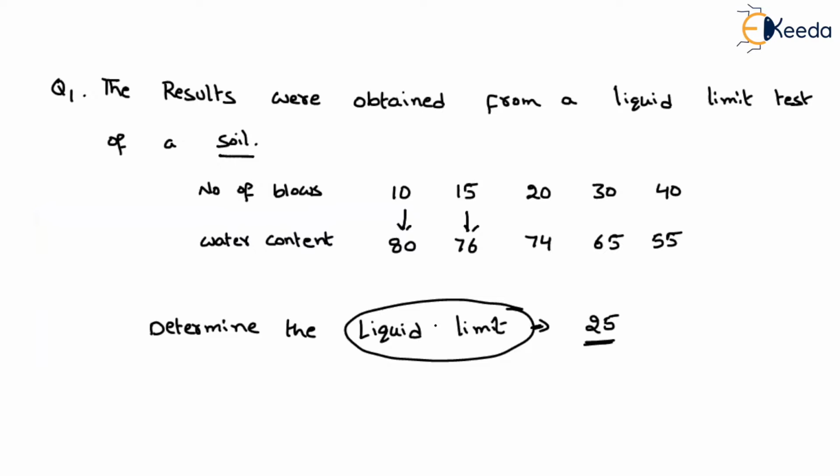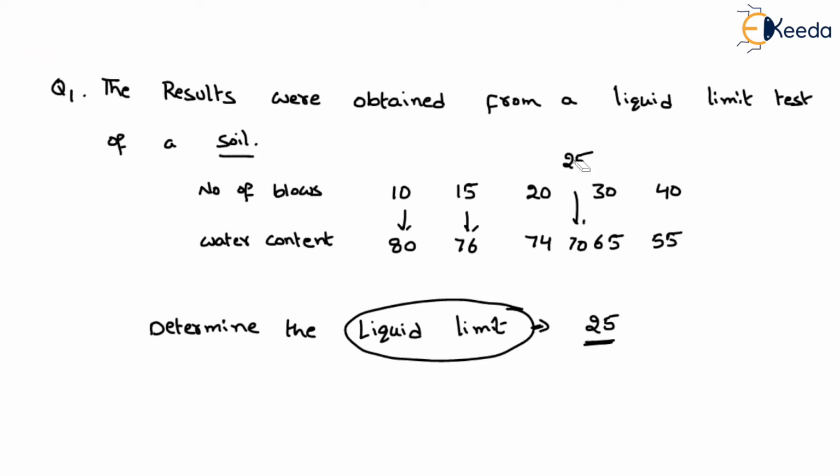Liquid limit is nothing but the water content at which 25 blows are required to close the groove, isn't it? Now, if you see these values here, the number of blows are 10, 15, 20 and 30. Is there any number of blows called 25? Suppose in the given question, if they had mentioned 25 and corresponding to 25 they had mentioned 70, then you need not do anything. You already know that it is the water content at which 25 blows are required. So directly you will consider 70% as the answer.